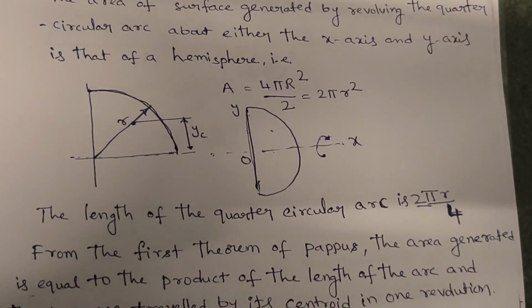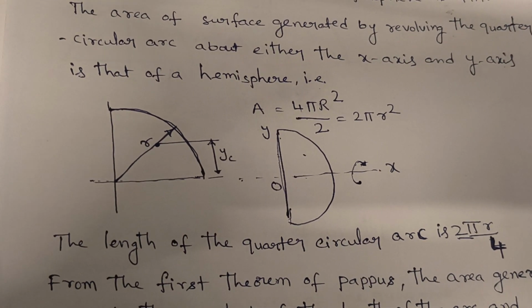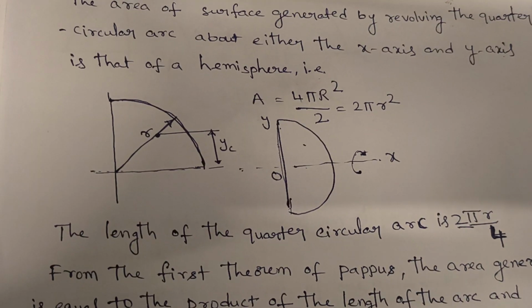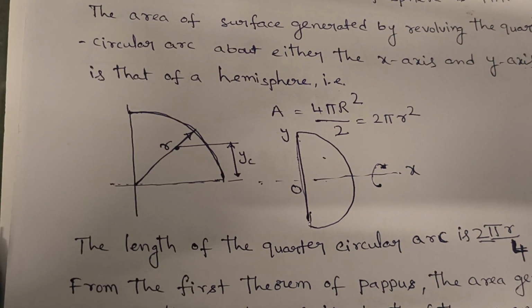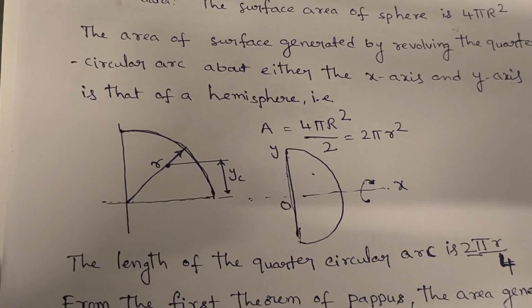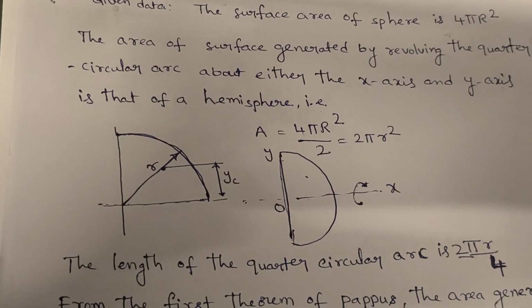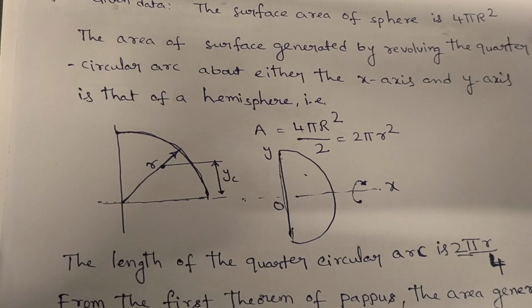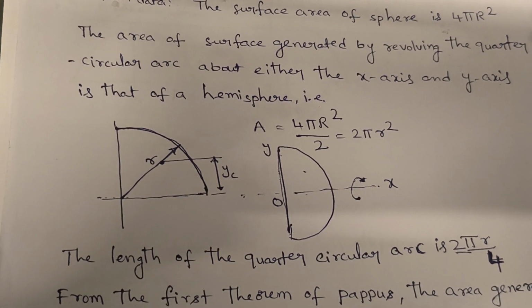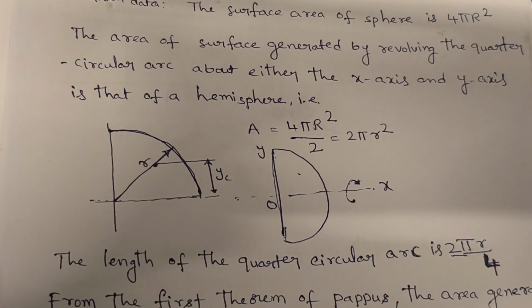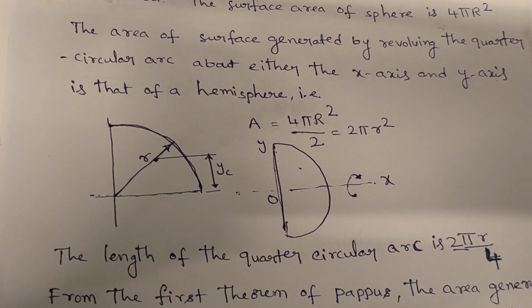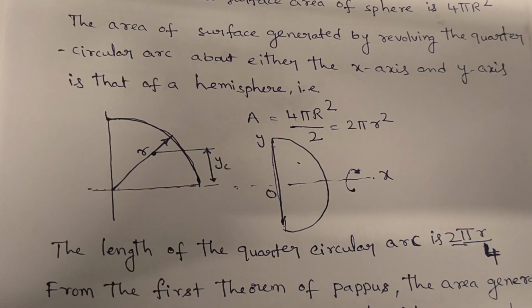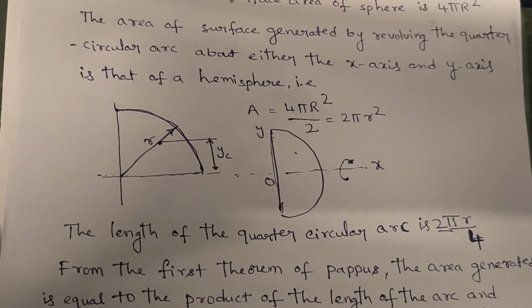Next, what is the length of the arc? This arc is the quarter portion of the circle. The circumference of the circle is 2 pi r, and we need only the 1/4 portion. So the length of the quarter circular arc is 2 pi r by 4.